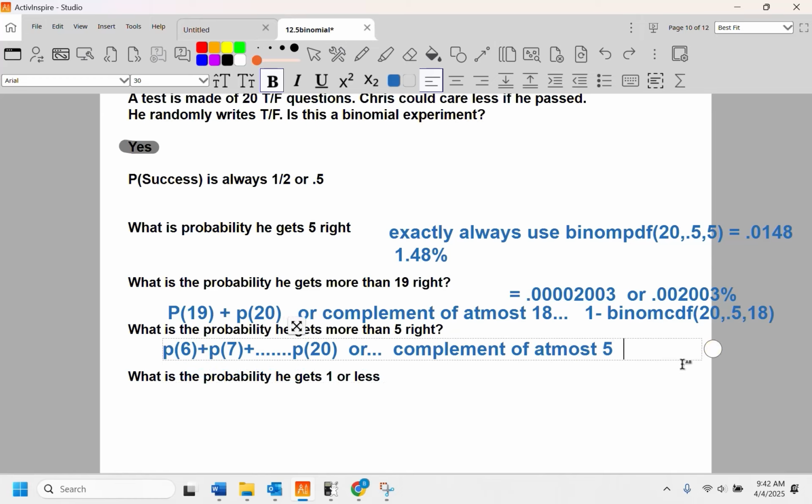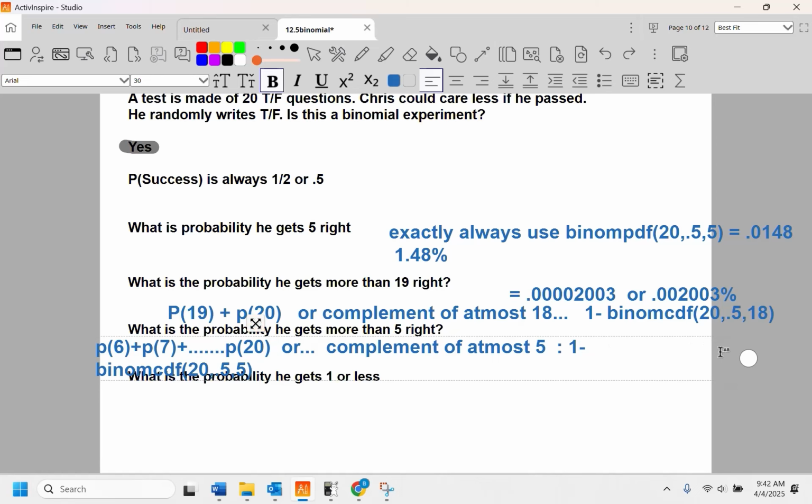And that's what I'm going to do. So it's going to be 1 minus binom CDF, 20 trials, 50% chance of success, 5 correct. There we go. Push some buttons.